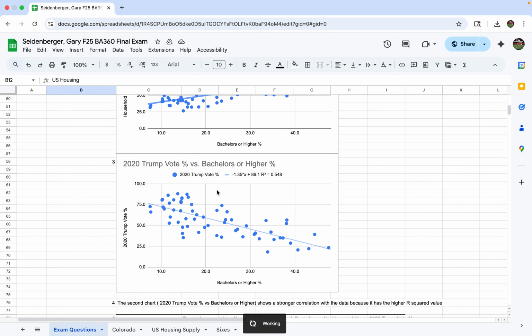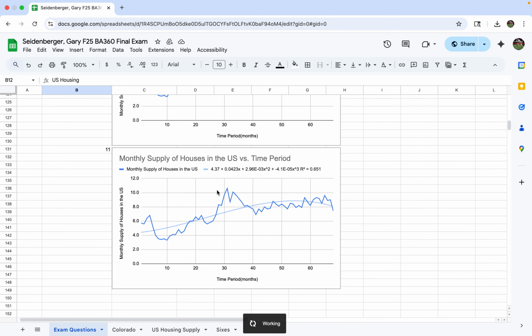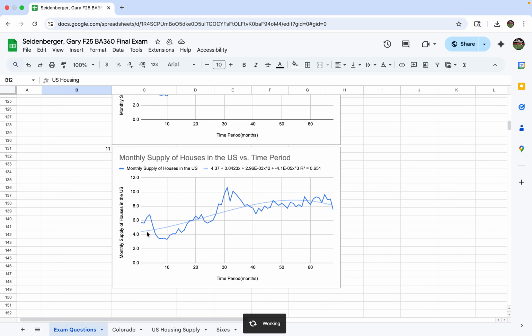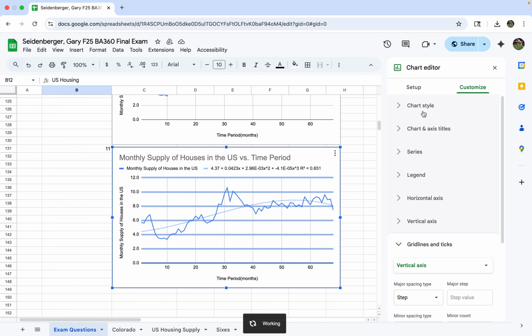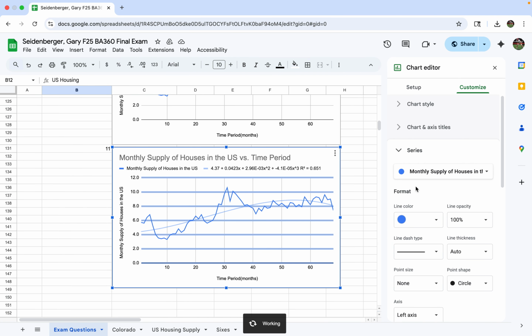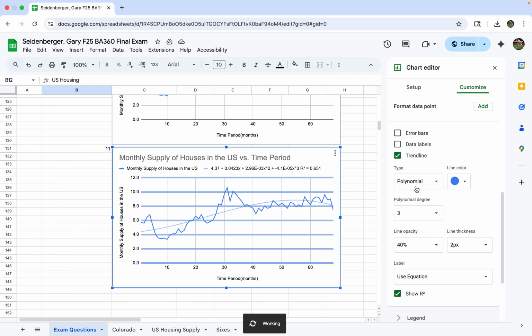Then for question 11, used the same line plot but made a third degree polynomial trend line by just going to the series, chart series, and then changing the trend line type to polynomial instead of linear. And I changed it to a third degree polynomial line, and I also added the equation and the r-squared value right here, which is 0.651.